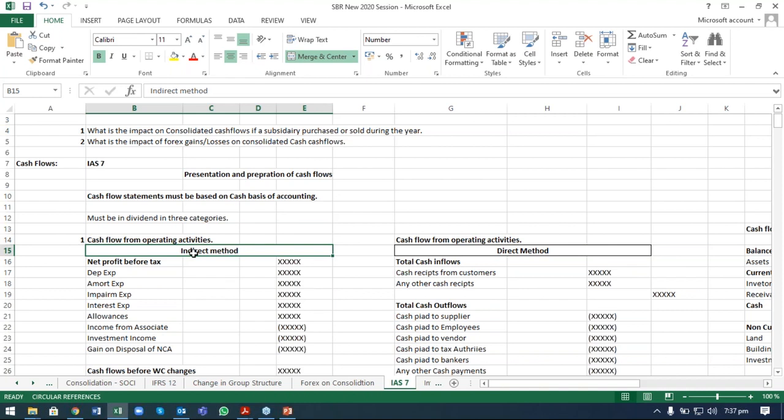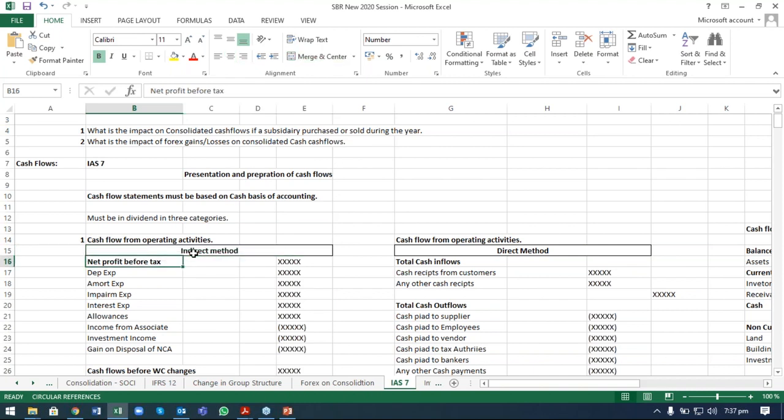So that's something to mention whenever the examiner asks you to criticize IAS 7; you can mention this criticism. But we're not here to look into the criticism of IAS 7. Right now, we're looking into how cash flows should be prepared. I'm giving you an idea.